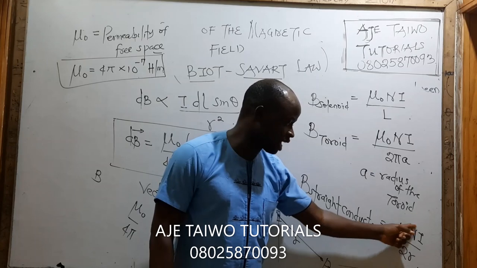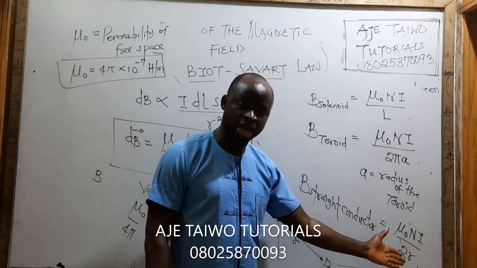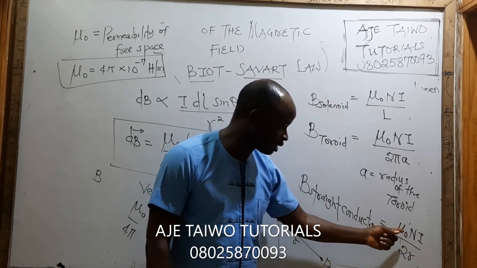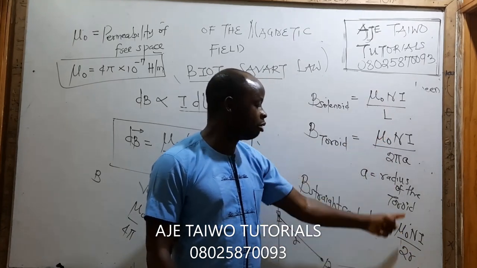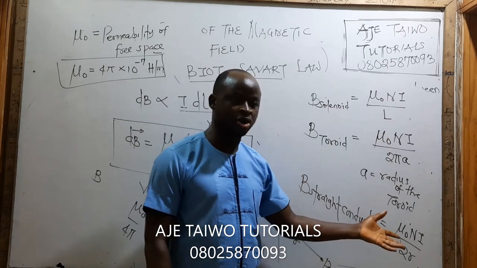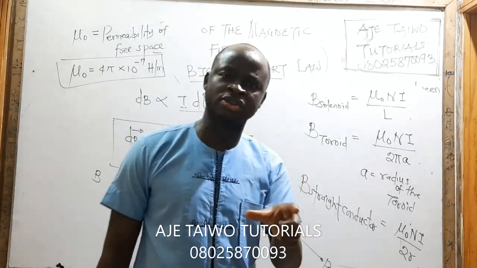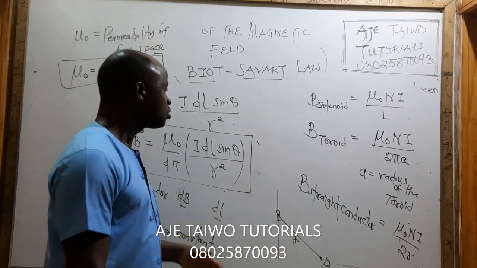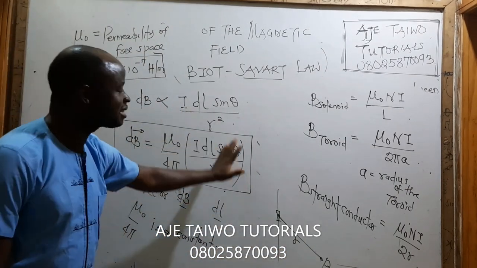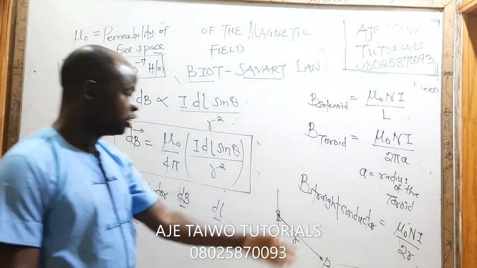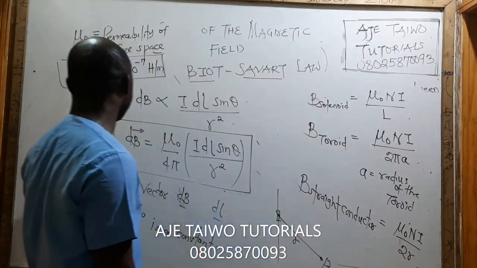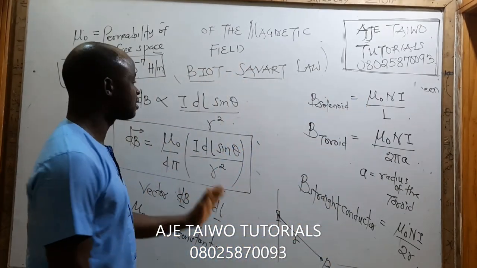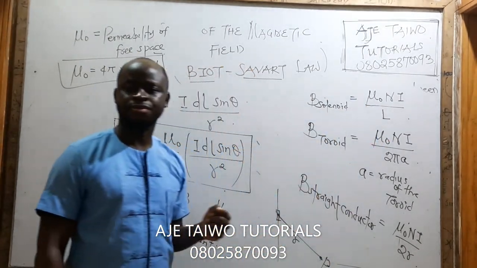Most times, I don't put N in a straight conductor, but N means number of turns. If N is not given, take N as 1. They all have the same numerator. So if you integrate this for a straight conductor, you will get this. If you integrate this for a solenoid, you will get this. If you integrate this for a toroid, you will get this.